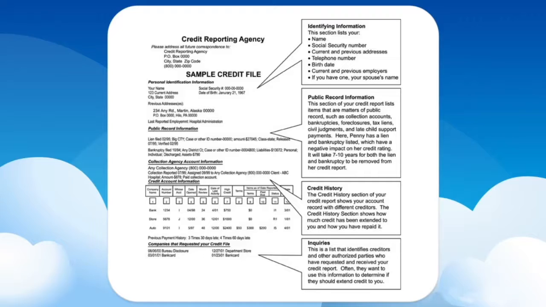If you have a copy of a credit report, now would be a great time to pause this lesson, print it out, and follow along as I go through all the different sections of a credit report. Depending on the source of the report, the format may look different, but all credit reports have typically the same general 4 sections, which are identifying information, public records, credit history, and inquiries.